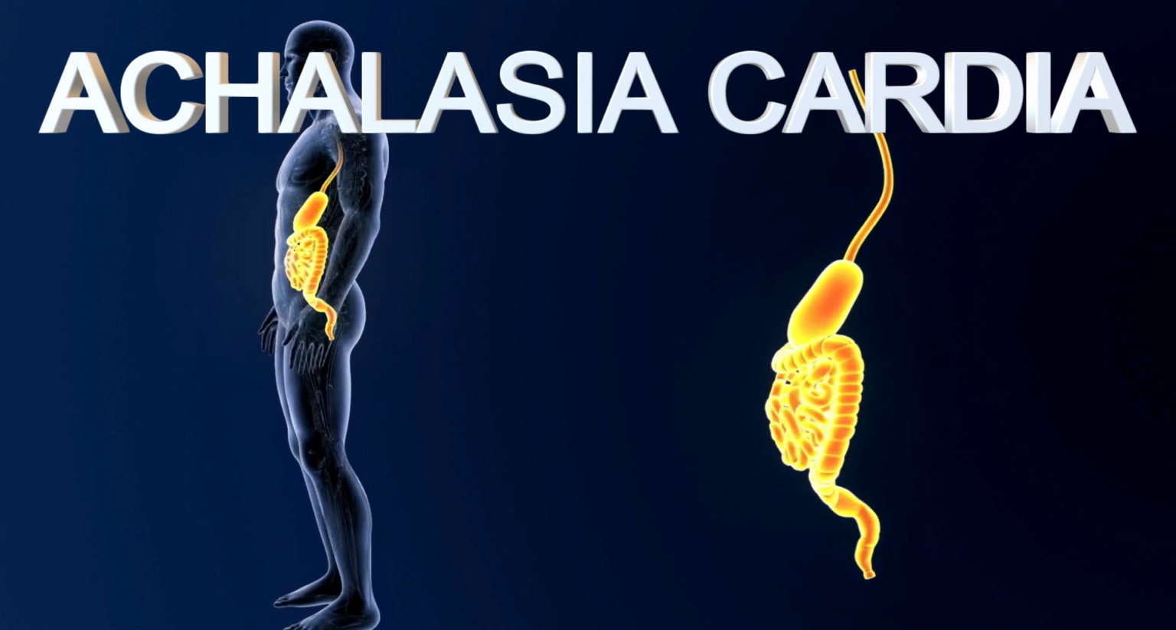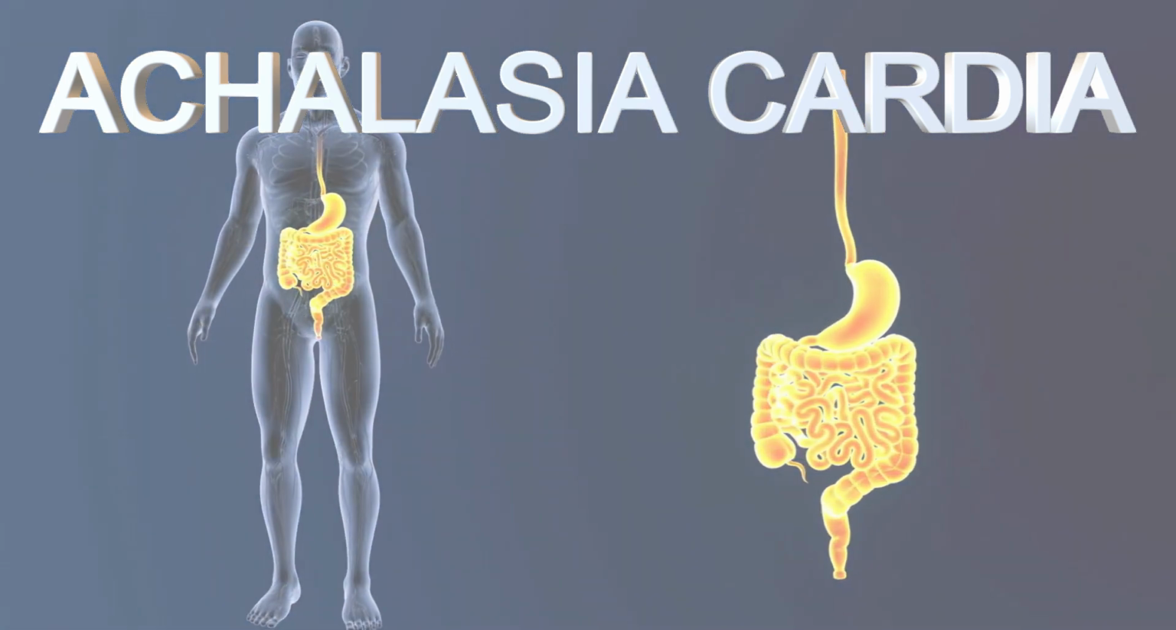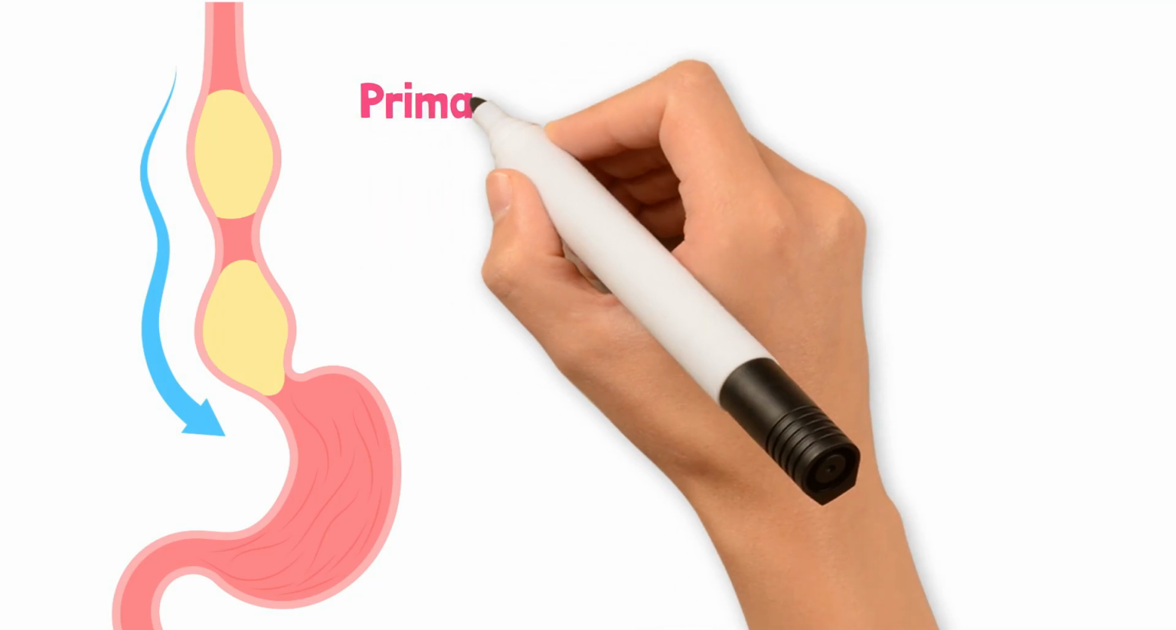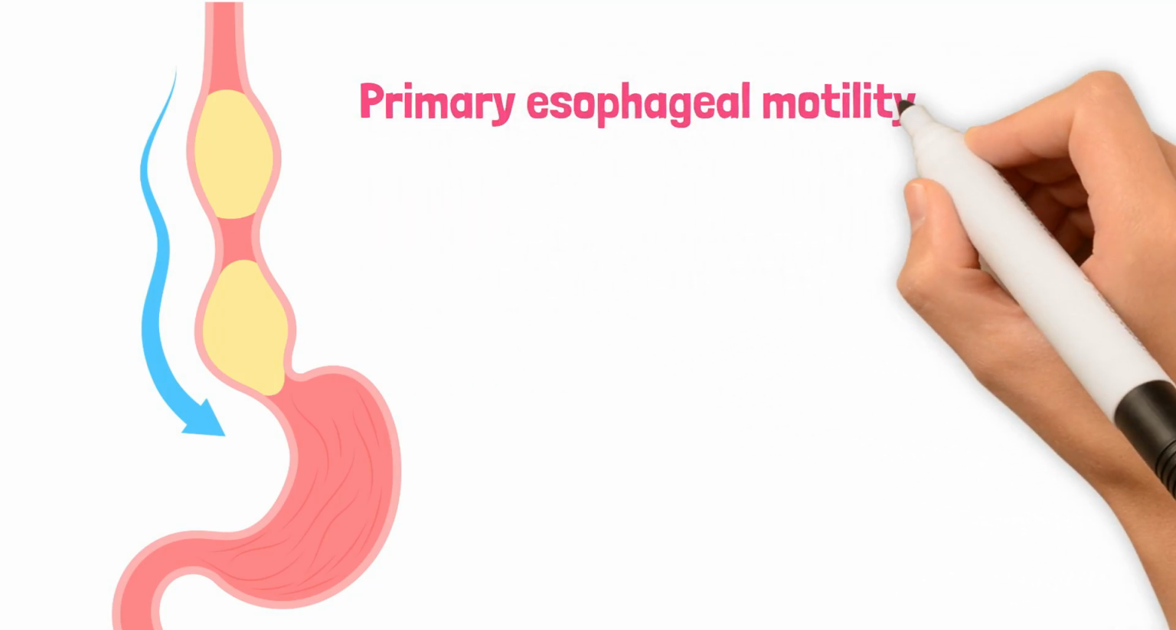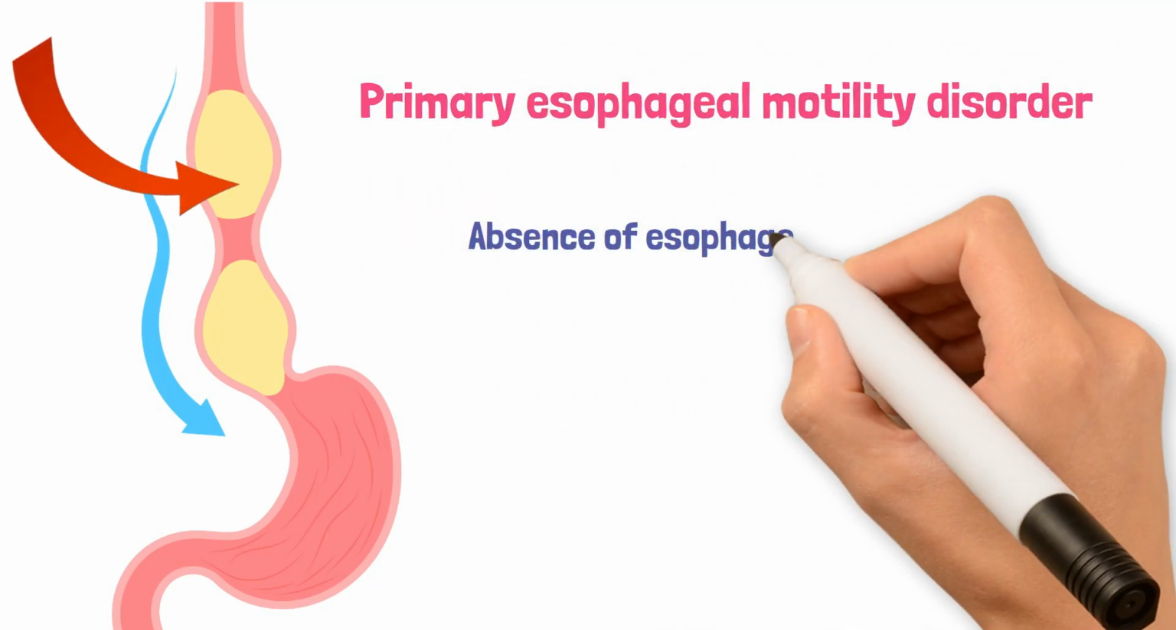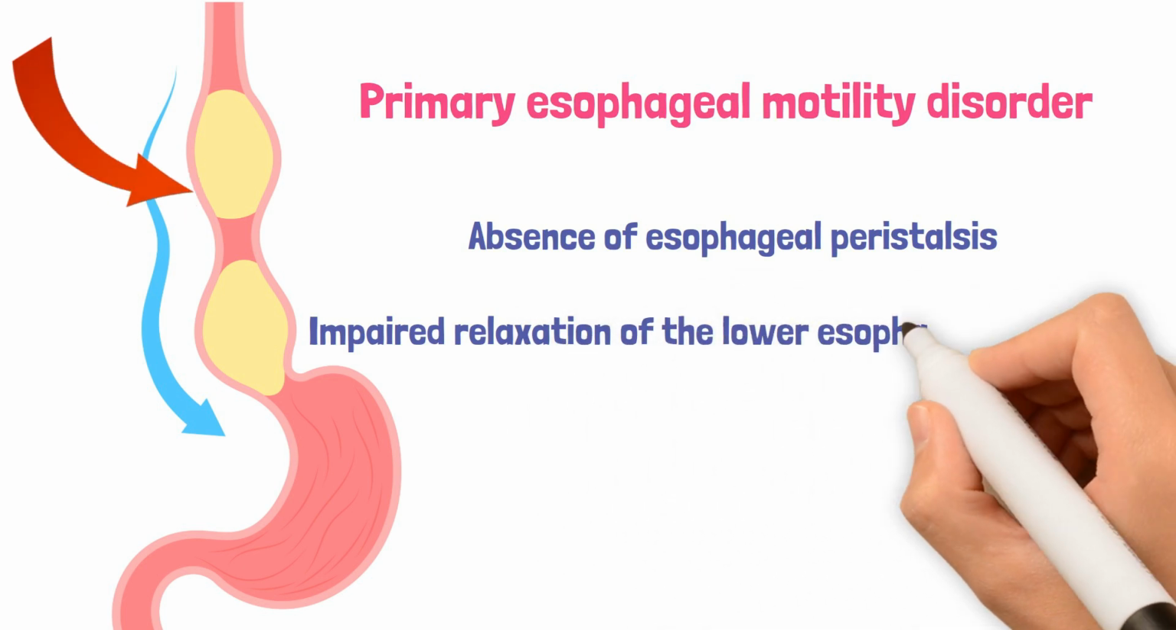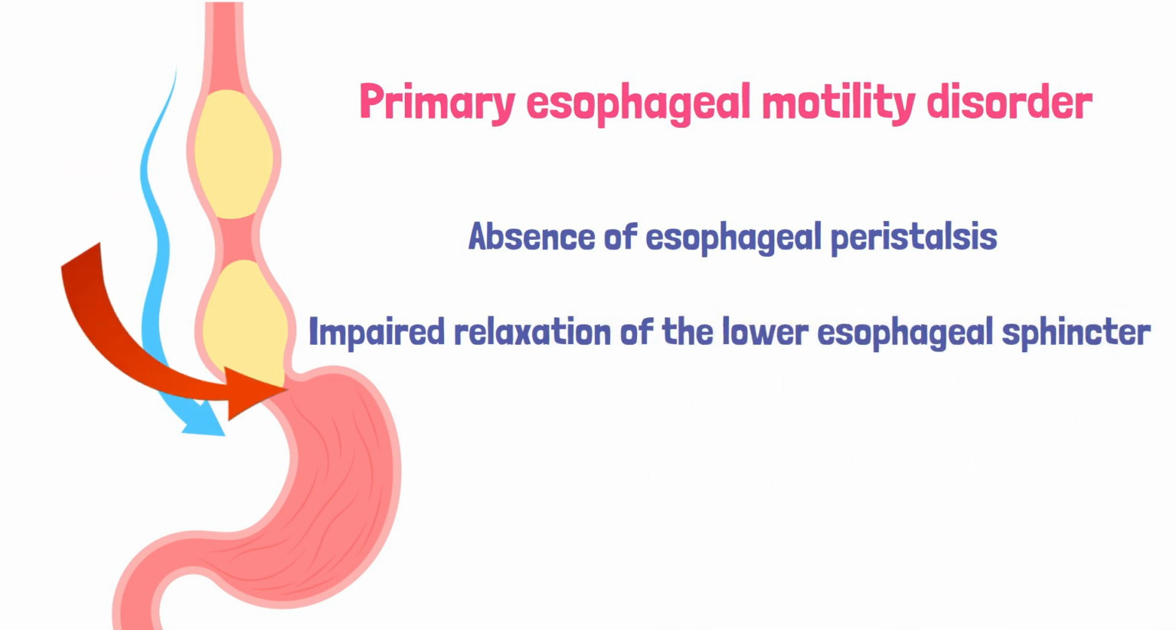In this video, we are going to discuss Achalasia Cardia. Achalasia is a primary esophageal motility disorder characterized by the absence of esophageal peristalsis and impaired relaxation of the lower esophageal sphincter in response to swallowing.